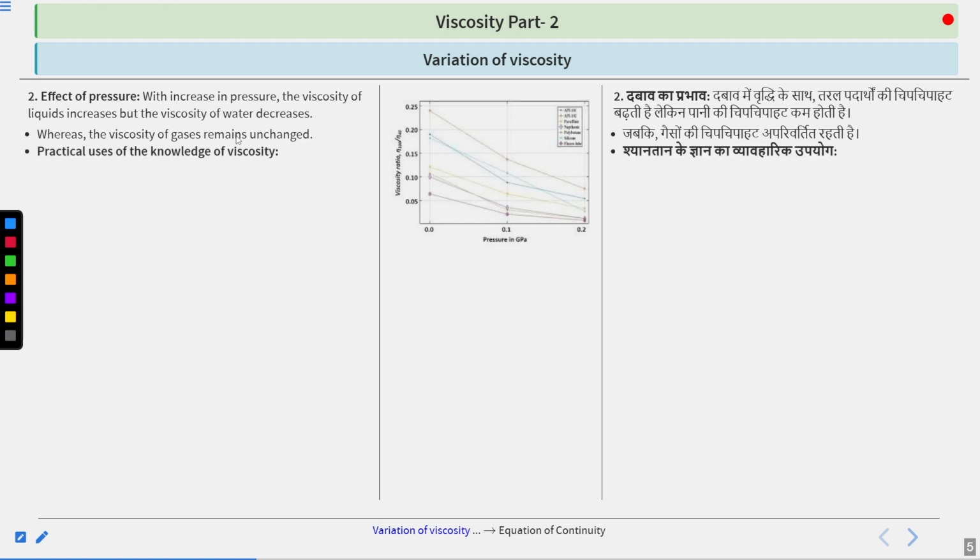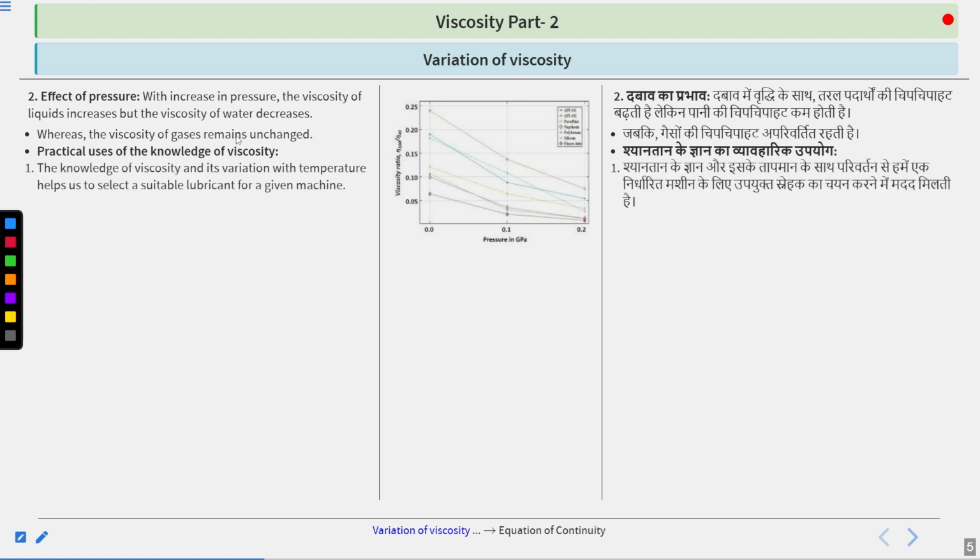Now, practical uses of the knowledge of viscosity. What are the practical uses of knowledge of viscosity that we are required to understand? First, the knowledge of viscosity and its variation with temperature actually helps us to select a suitable lubricant for a given machine. Okay, that's the first scenario.